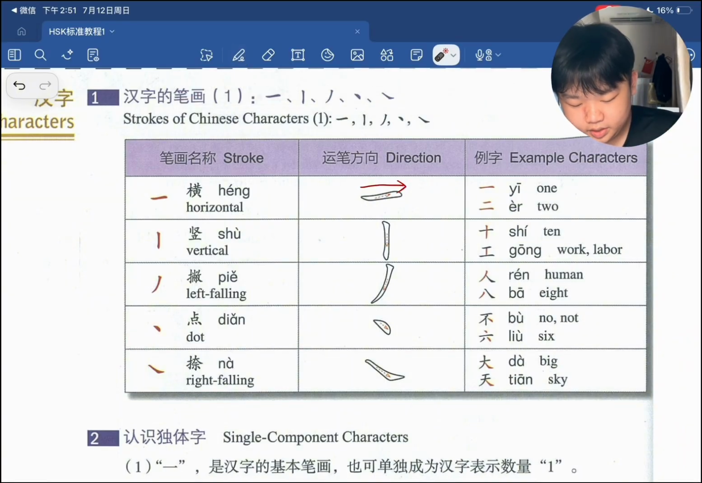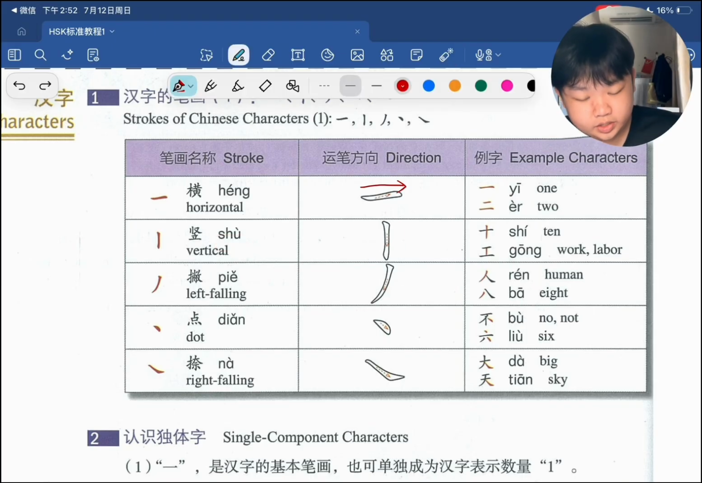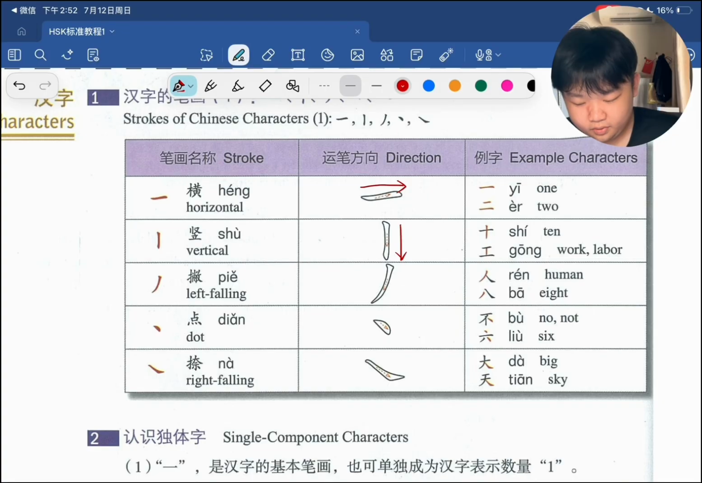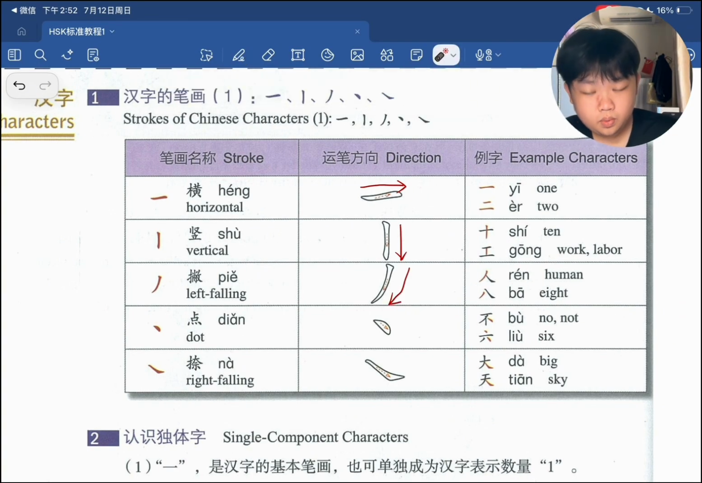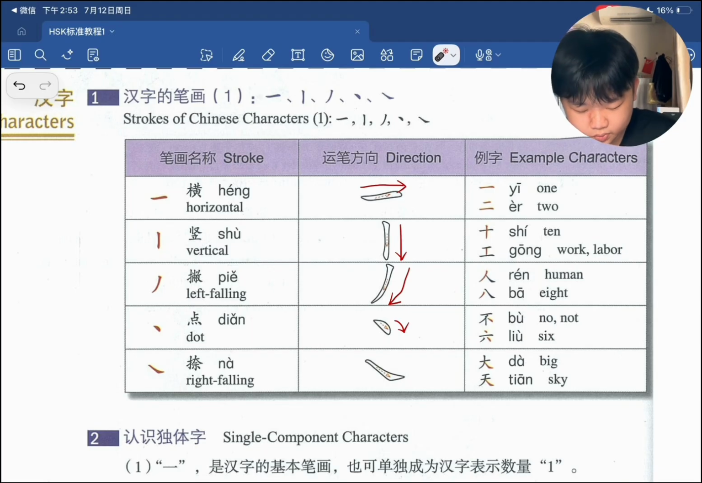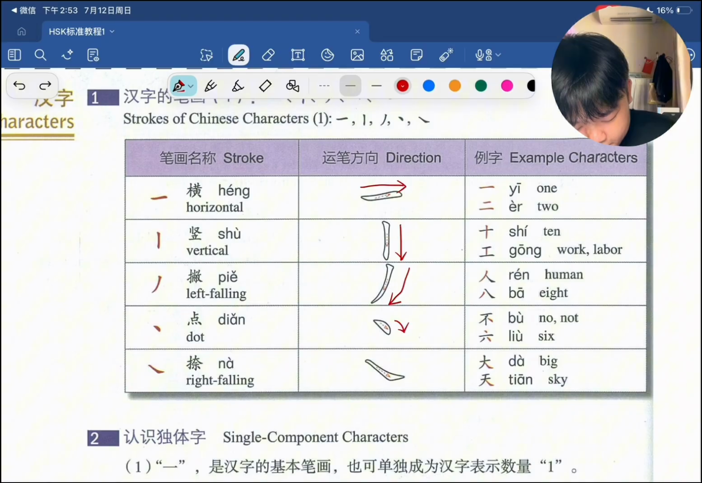The second one is vertical. It's called shu. The direction is from the top to the bottom. The third one is left falling. It's called pie. The direction is from top right to bottom left. The fourth one is dot. It's called dian. The direction is like this. And the last one is right falling. It's called na. The direction is from top left to bottom right.